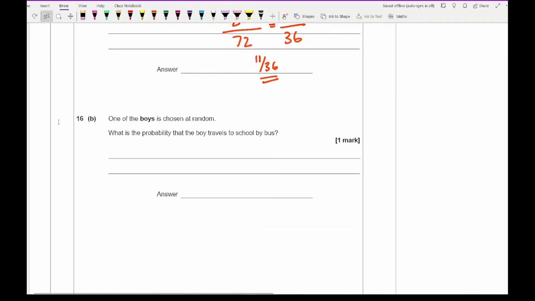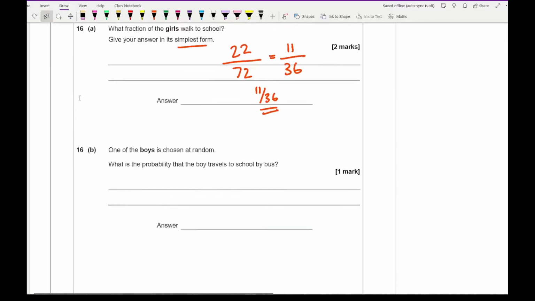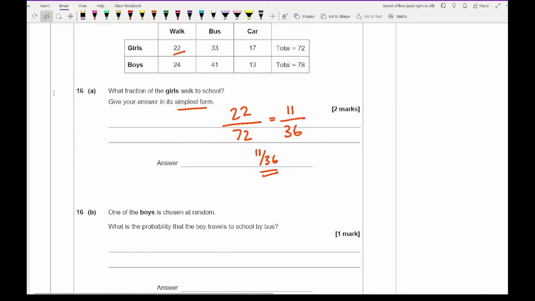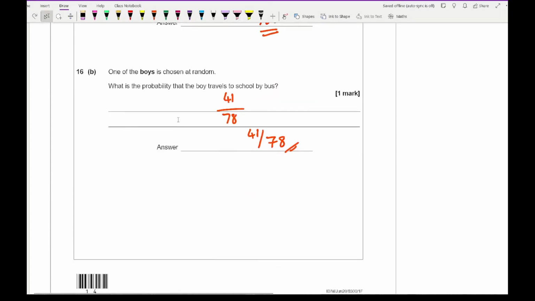For question 16b, it says one of the boys is chosen at random. What is the probability that the boy travels by bus? So again, looking at the boys, it's out of 78. And how many of them will take the bus? Well, that's going to be 41. 41's a prime number, so the answer then is just going to be 41 over 78.